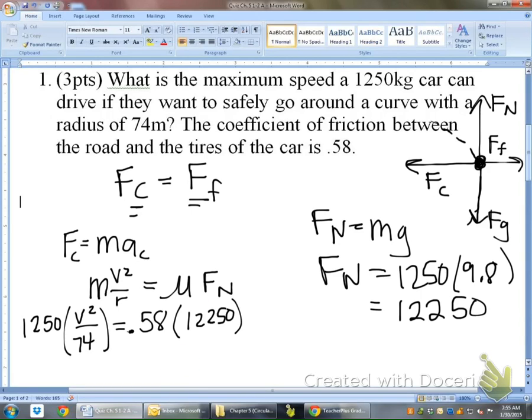Okay. So let's go ahead and plug in here. My suggestion would be to go ahead and multiply this right side. So take the 0.58 times 12,250. Okay, and tell me what that side equals. 7,105. Okay, so if you take 0.58 times 12,250, is that what we get? We agree there? Okay. Then on the left side, what would be your suggestion for getting v squared by itself? What would be your process?